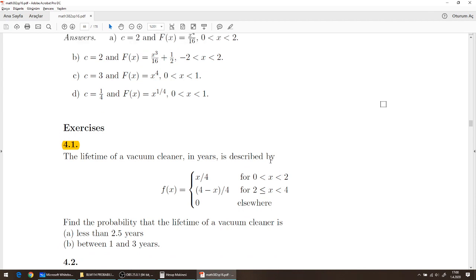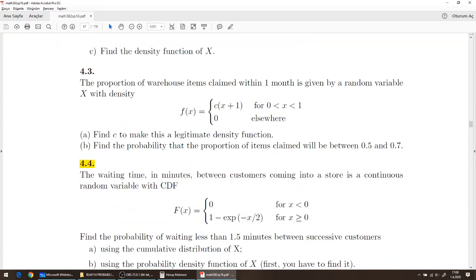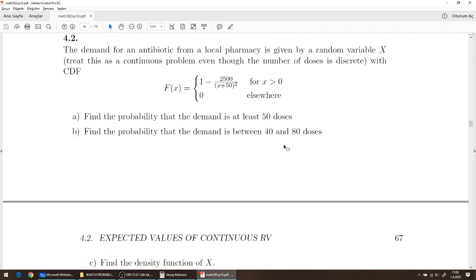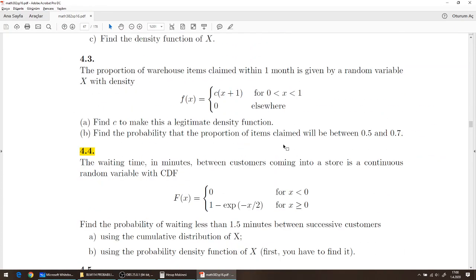And exercise 4.1. How many questions are there?